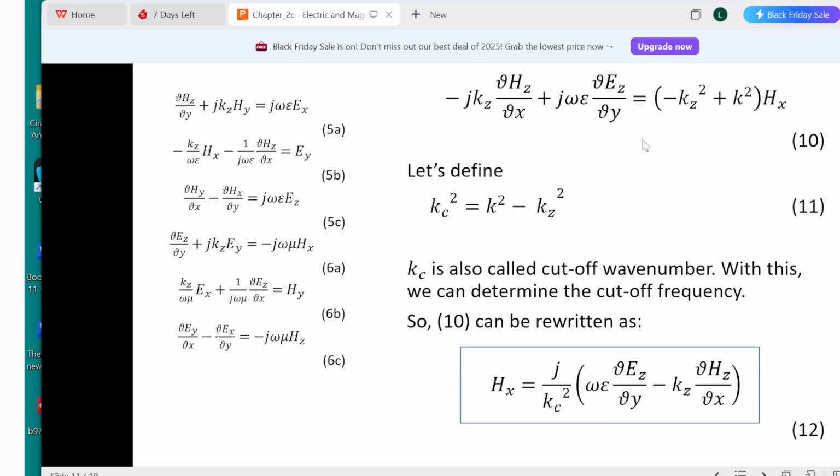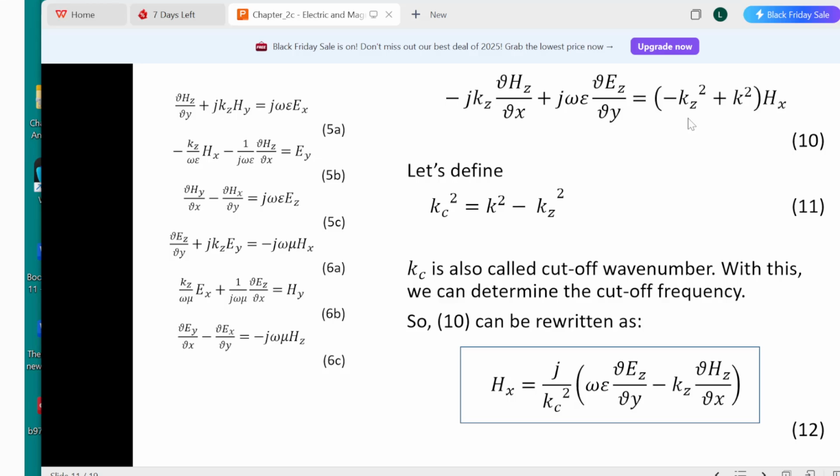And we copy the original equation 5 and 6 again. And then we multiply both sides of the equation by j omega.